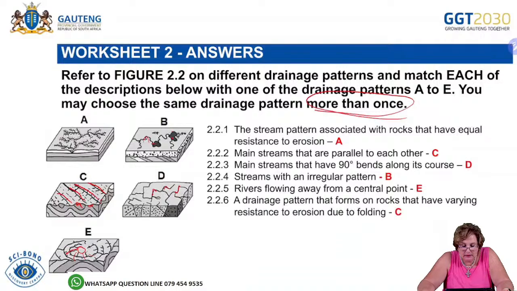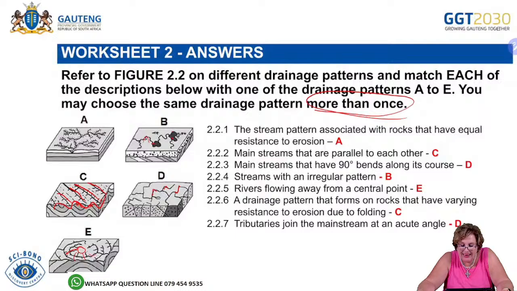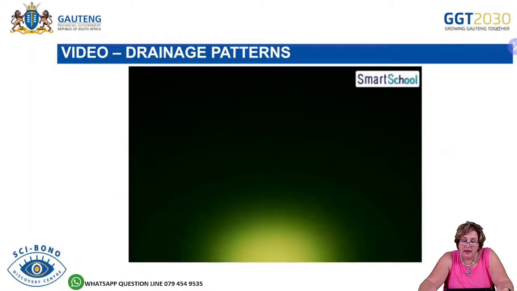A drainage pattern that forms on rocks that have varying resistance to erosion due to folding. There you can see they are folded. It is also C. Tributaries that join the main stream at an acute angle. Sorry, an acute angle is like that or like that. And the answer can be D, or you can also have A for this one. Okay, I hope you have a very nice 7 out of 7 there.